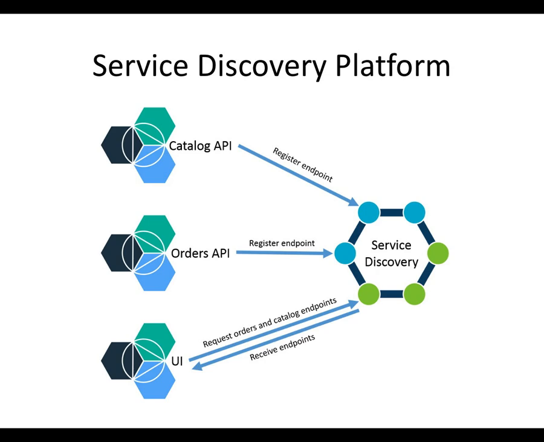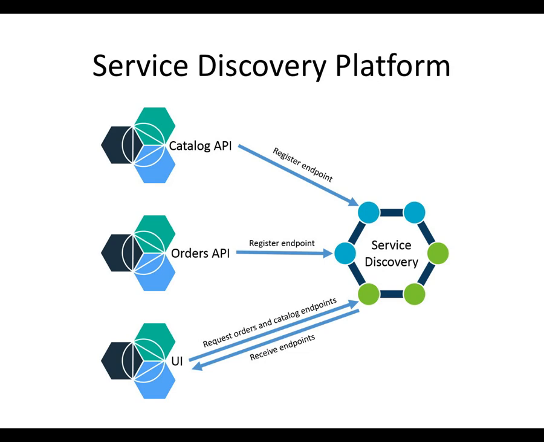The orders API does the same thing, it registers itself. And then the UI comes along and says, oh, I need to contact the orders API. Where's the orders API located? So it asks the service discovery platform where the orders API is located. It gets a response back, and then it can communicate directly with the orders API because now it knows where that service is located. If the orders API fails, or if it restarts, then it will re-register itself with the service discovery platform.